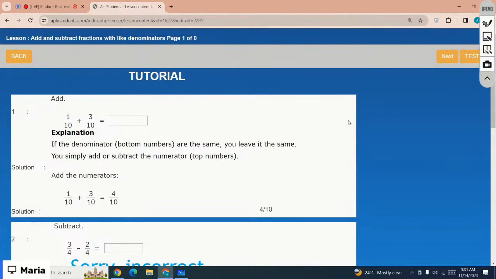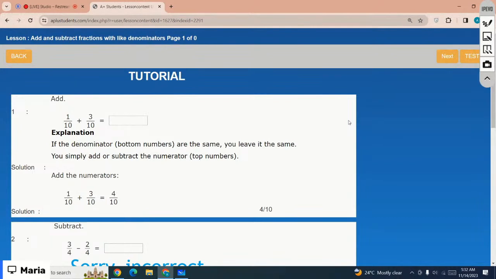Like denominators means the fractions that have exactly the same denominators, right? Just look at the first example: 1 by 10 plus 3 by 10. Both the fractions have the same denominator, 10, right? That means they have like denominators, or the same denominators.